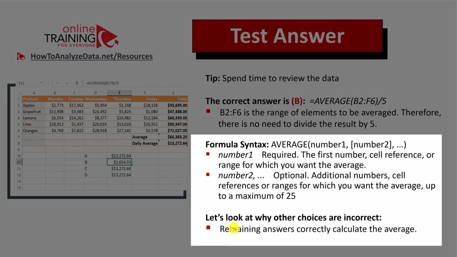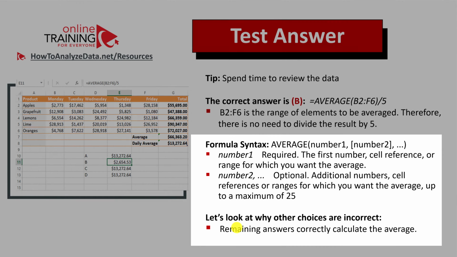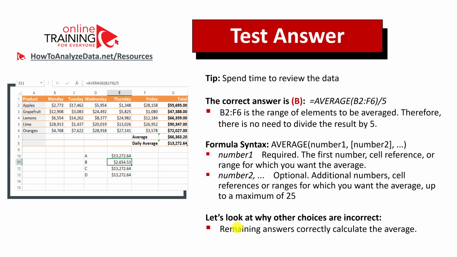So in this case, B2 through F6 is the range of elements to be averaged, and therefore there is no need to divide the result by 5. That's why this answer does not calculate what we need, and that's why it should be selected as the correct answer for this question.